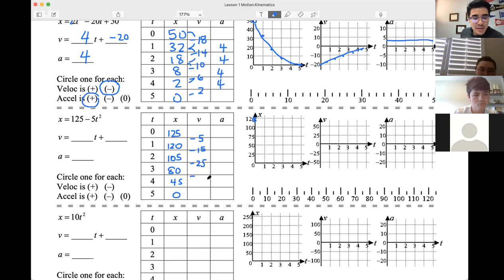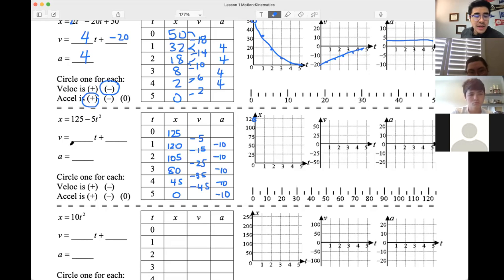Oh, I might have done this wrong then. Is it? No, I did it right. -35, and then it's -45. And look, what's happening here? Is the velocity going up or down? It's going down, right? 10, 10, 10, 10, 10.